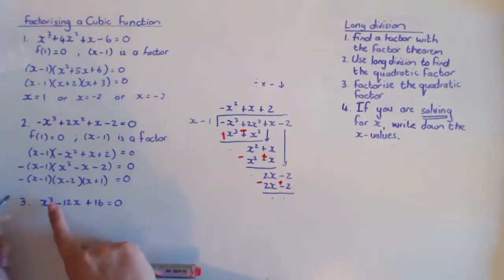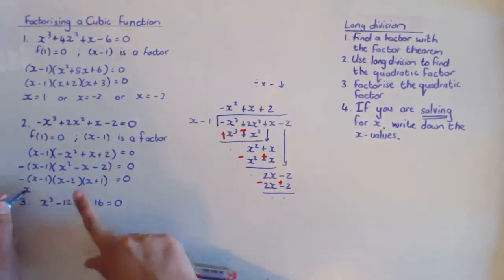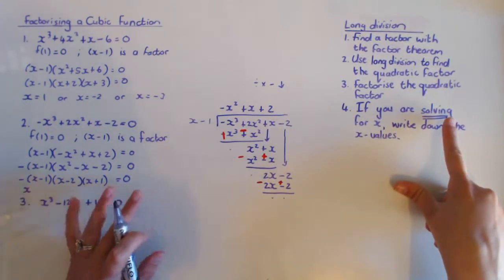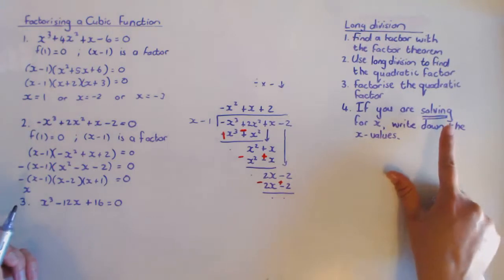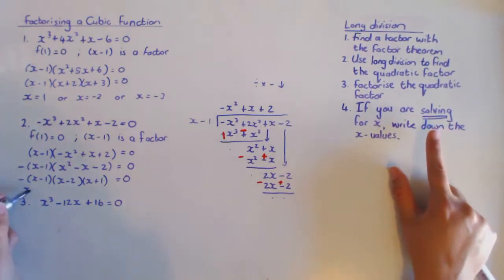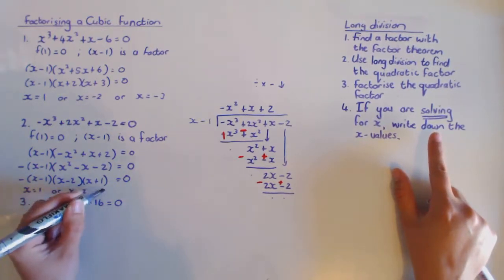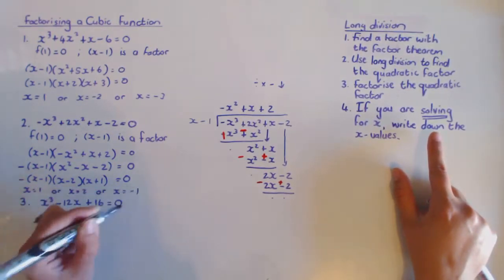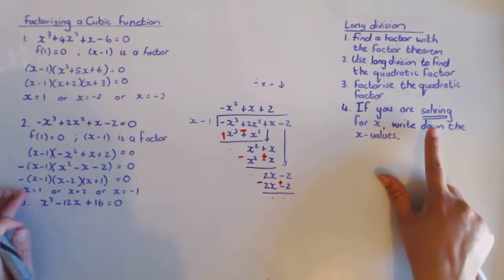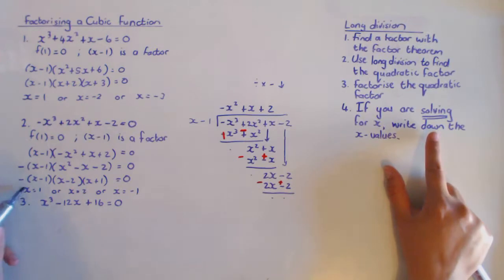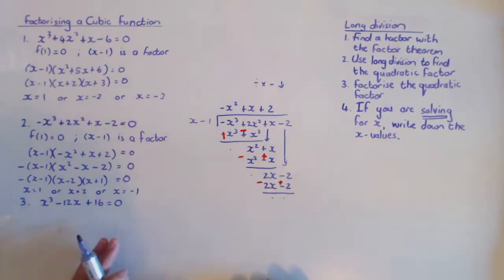And then my factors are my solution if I am busy solving, meaning if I have it equal to 0 and I need to find the x values, I'm just writing down x is 1 or x is 2 or x is minus 1. If I'm not solving, then you can leave out this line if you just need to factorize. Okay, and now let's look at the last one quickly.